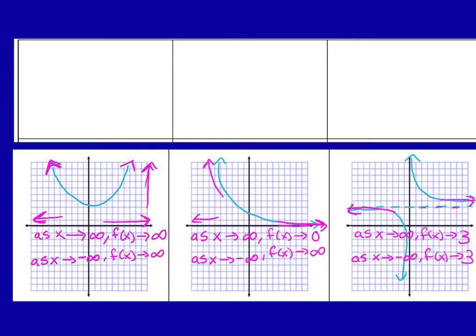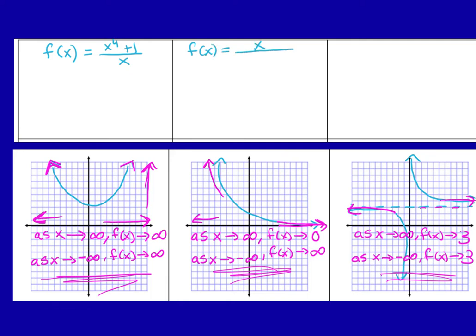So now what we're going to do is look at how to determine this information if we don't have a graph and all we have is a function. I'm going to first write down all 3 functions we're going to look at, and we're going to compare them. f of x equals x to the 4th plus 1 over x. f of x equals x over x to the 3rd plus 1. And f of x equals 2x plus 1 over 3x minus 7.